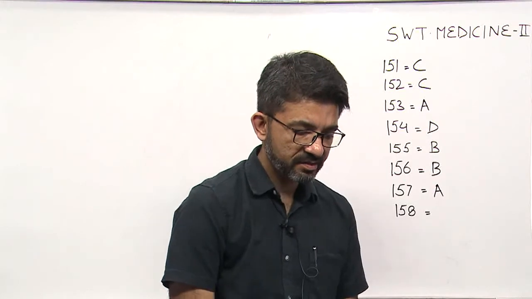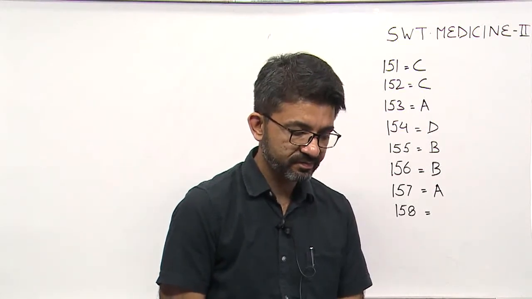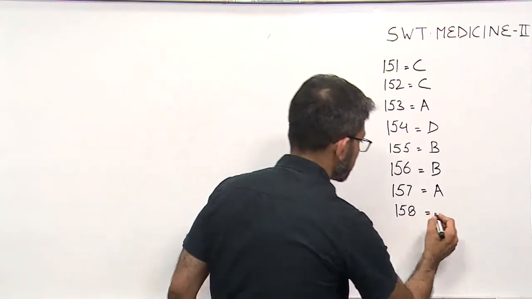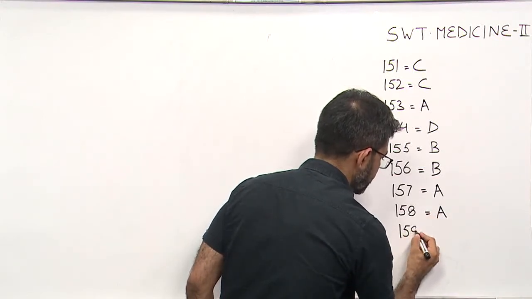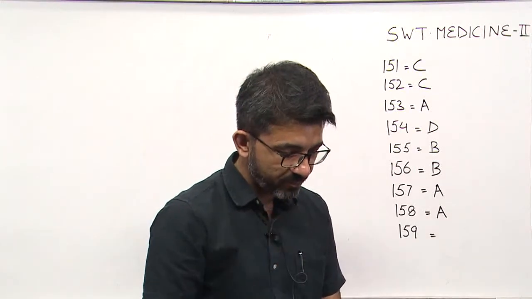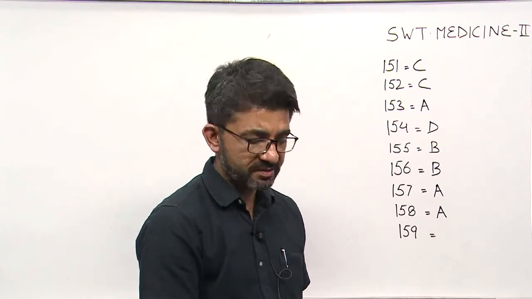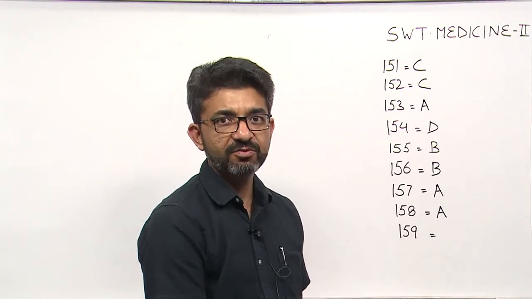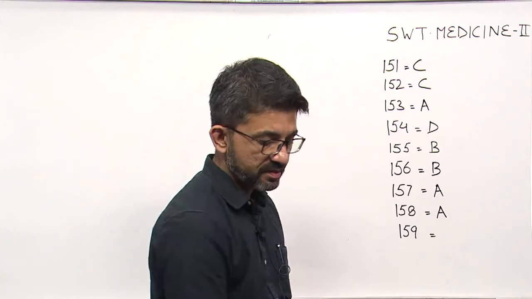Fanconi's anemia is autosomal recessive. So, the answer is A. Question 159. We have already discussed it, anemia of chronic disease. I told that serum ferritin increases, serum iron decreases, may be normal, total iron binding capacity may be normal or it decreases. So, the answer is A.